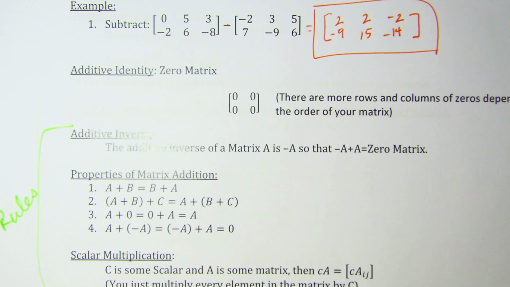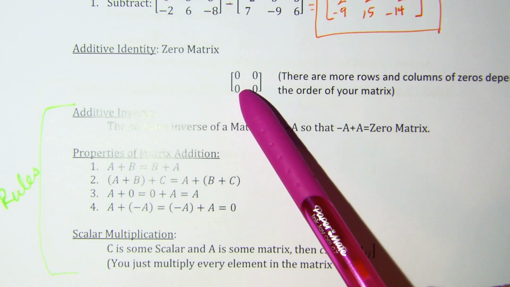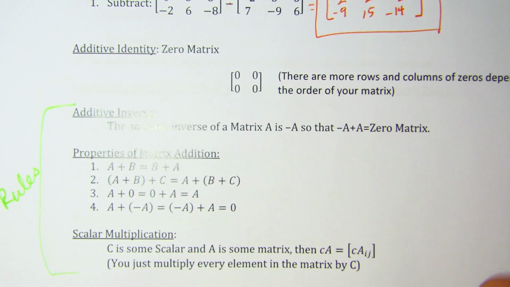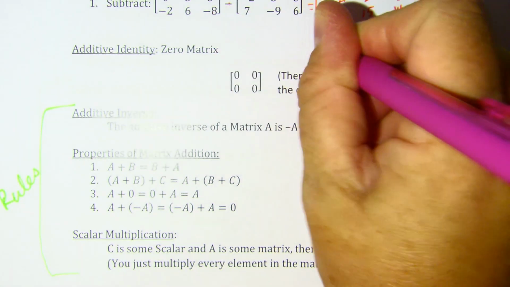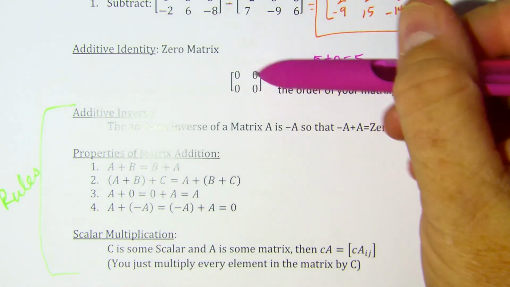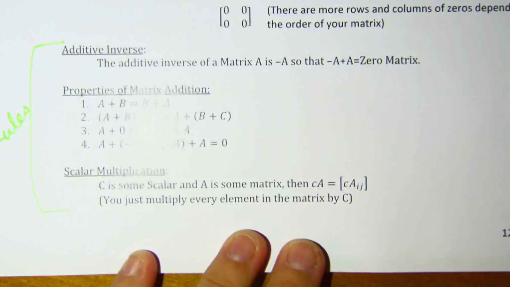Now we can have what's called the additive identity matrix. That means it's a matrix full of zeros that you can add and that won't change the value of it. Just like 5 plus 0 equals 5, it doesn't change its value. In the same way, if you add this matrix to any other matrix, it won't change its value.